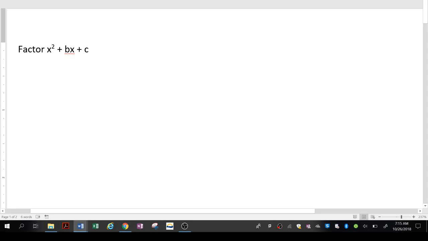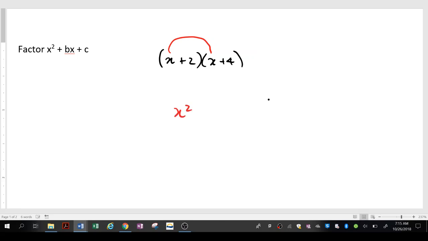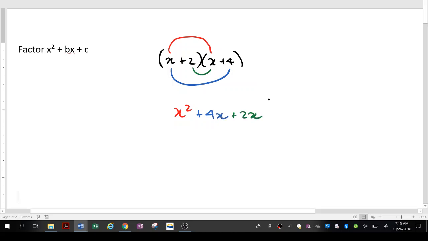So we're going to start by looking at the product of two binomials. So I'm going to start with an example, x plus 2, x plus 4. And let's go ahead and FOIL that. So this is our first term, x squared. This is our outside term, plus 4x. This is our inside term, plus 2x. And this is our last term, plus 8.